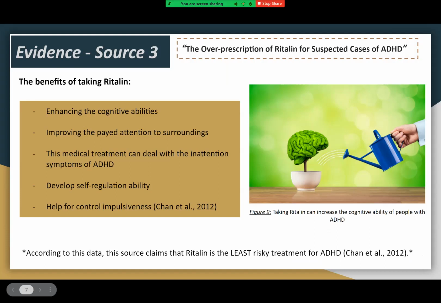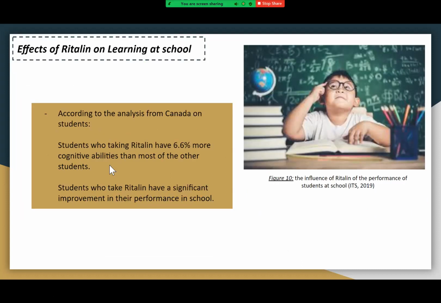The last source is focusing on the benefits of taking Ritalin. For example, this source claims that taking Ritalin can increase cognitive and self-regulation abilities and can help to control impulsiveness, which means that this is the least risky treatment for ADHD. And one of the significant effects of this treatment is that it can increase cognitive abilities by 6.6% and enhance performance in school and learning environments.